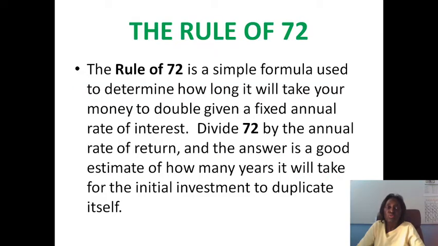There is a rule called the Rule of 72. The Rule of 72 is just a very simple formula used to determine how long it will take your money to double given a fixed annual rate of interest. What you do is divide 72 by the annual rate of return, and the answer is a good estimate of how many years it will take for the initial investment to duplicate itself.